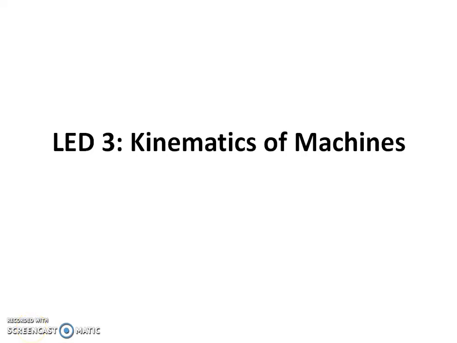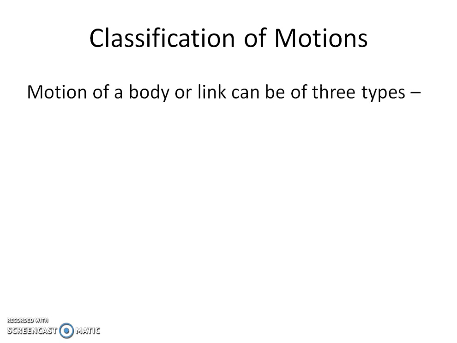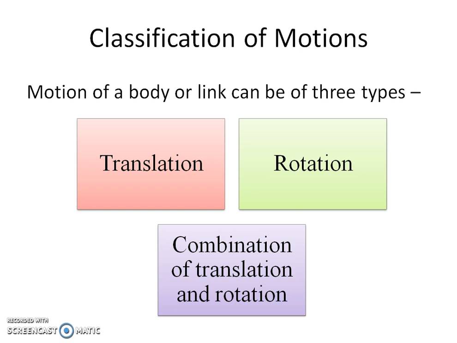Hello all, we are going to discuss in this Learning Educational Dialogue 3 the different types of kinematic pairs. In our last educational dialogue we had learnt about kinematic links. So before we proceed to pairs we need to discuss something about motions. Motion of a particle can be classified under three types. They are namely translational, rotational, and a combination of translation and rotation motion.